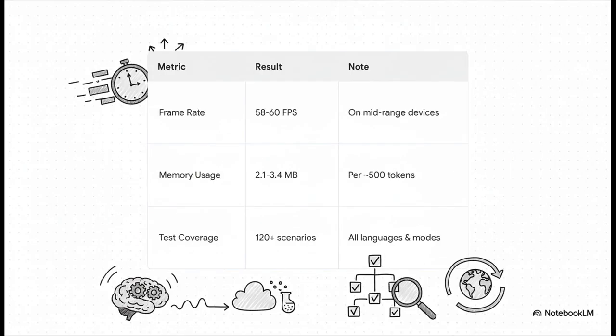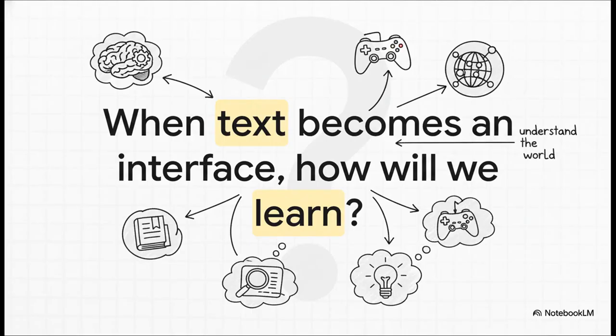This summary table really just says it all, doesn't it? A super high frame rate, incredibly low memory usage, and extensive testing. It's a solution that isn't just elegant in its design, but it's also incredibly powerful and efficient in how it actually runs. And all this brings us to the final, and I think most important question. This engine is way more than just a cool piece of tech. It's a real glimpse into a future where text isn't just something we passively read, but something we actively interact with. So, when text itself becomes the interface, how does that change how we read, how we learn, and even how we play? What do you think comes next?